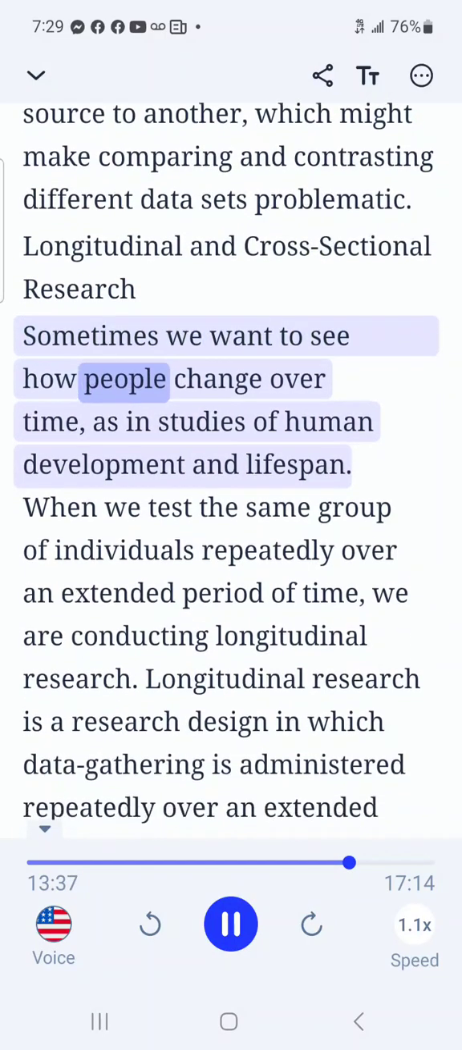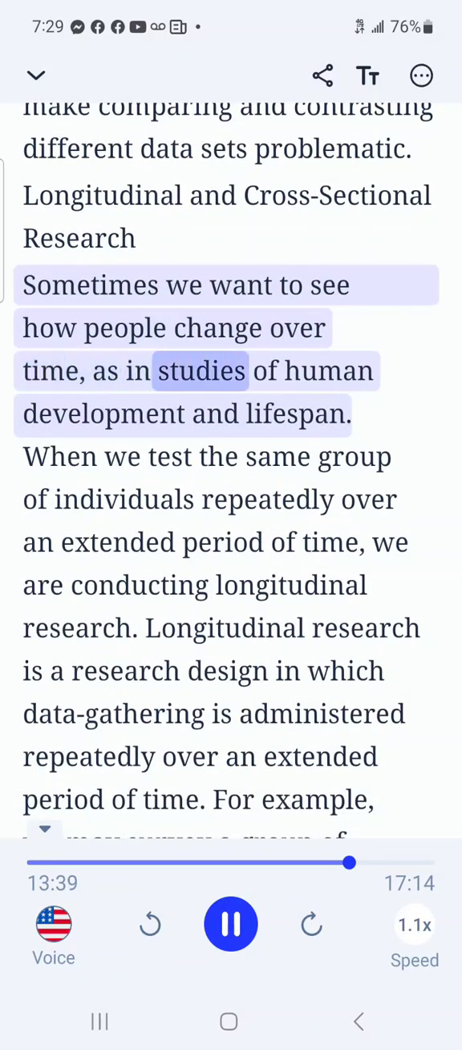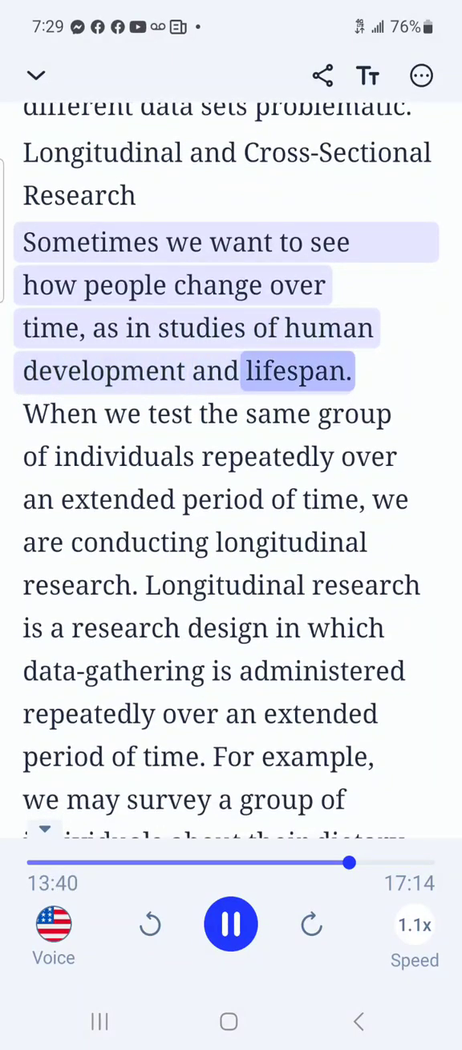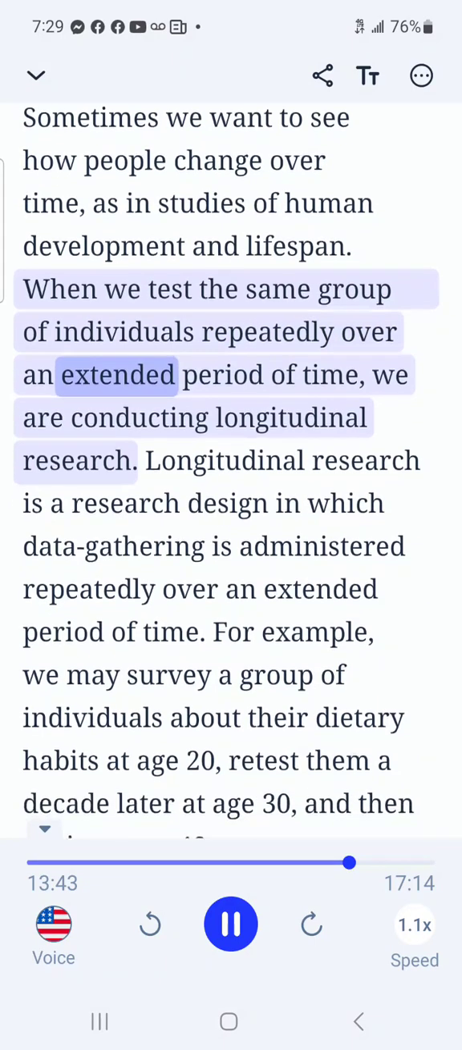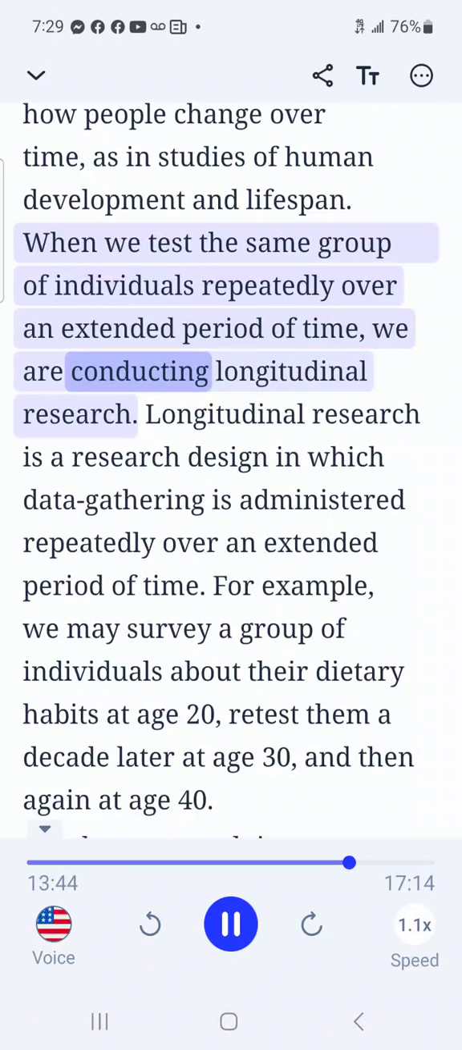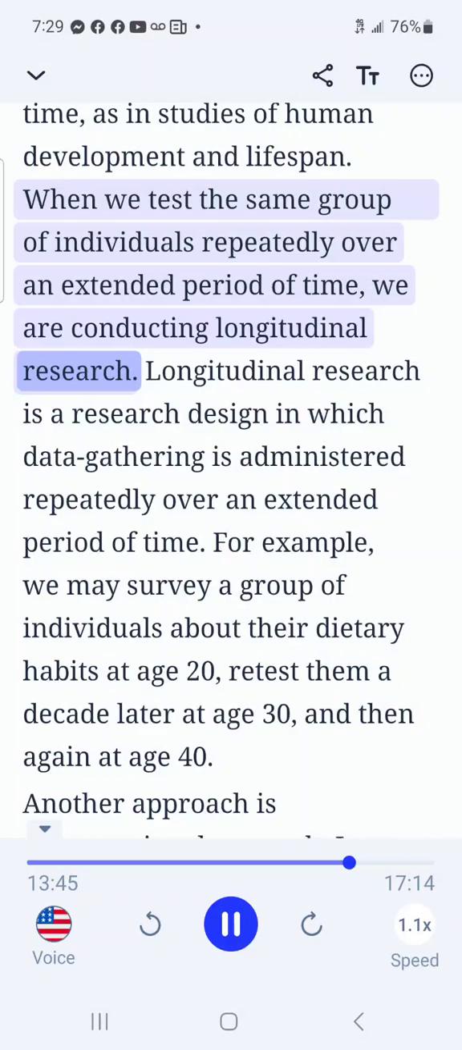Longitudinal and cross-sectional research. Sometimes we want to see how people change over time, as in studies of human development and lifespan. When we test the same group of individuals repeatedly over an extended period of time, we are conducting longitudinal research.